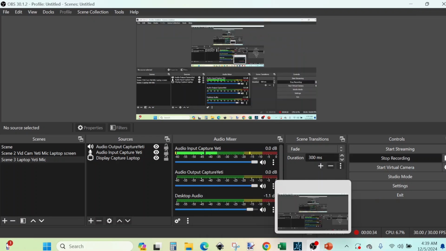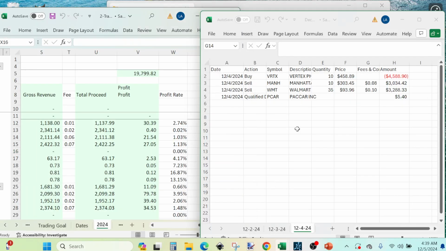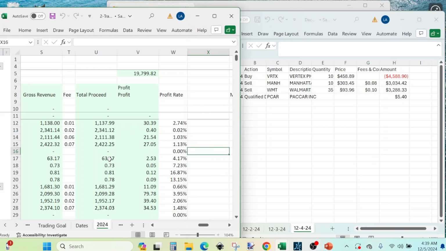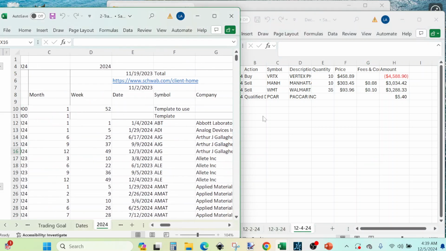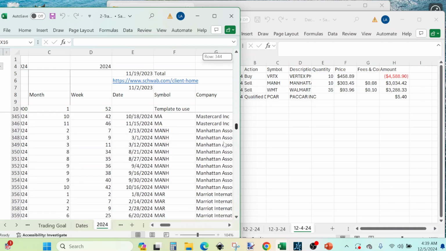And we have our December 4th 2024 swing trading activities. Here we bought one stock and we sold two, and then we have a dividend payment as well that we will record. So we will start with the stocks that we purchased, and it is VRTS.